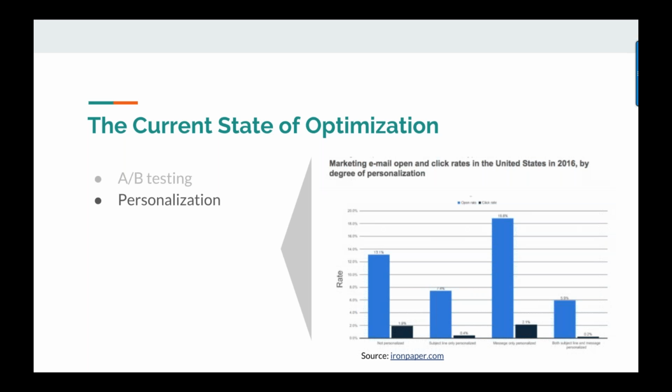This visual on the right-hand side of your screen shows marketing email open and click rates in the United States by degree of personalization. So on the far left side, you see the rates for not personalized experiences, and on the far right side, you see the click-through rates and open rates for personalized experiences. And really, what this report by Iron Paper found is that personalization has little effect, and in some cases actually has a detrimental effect on your marketing efforts.